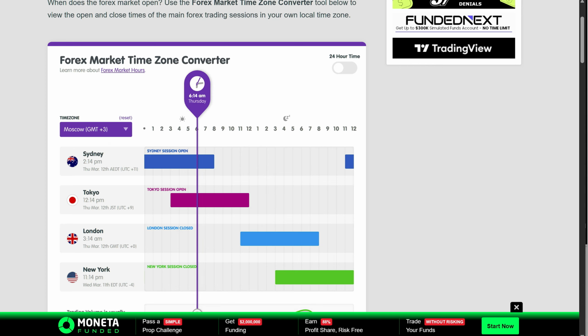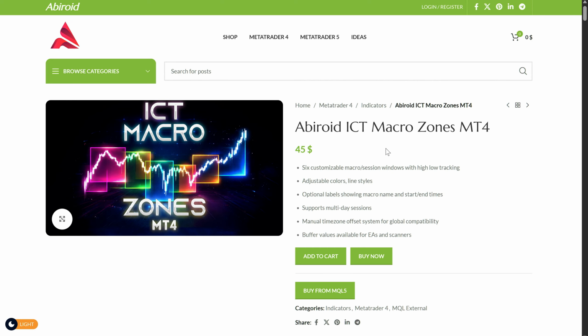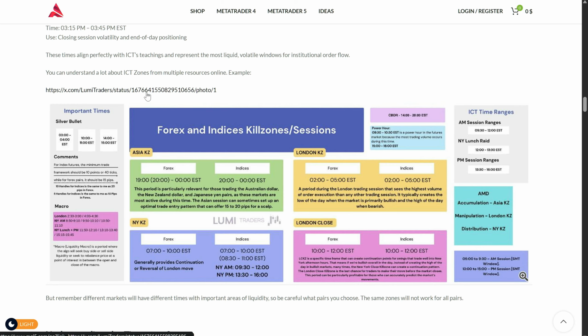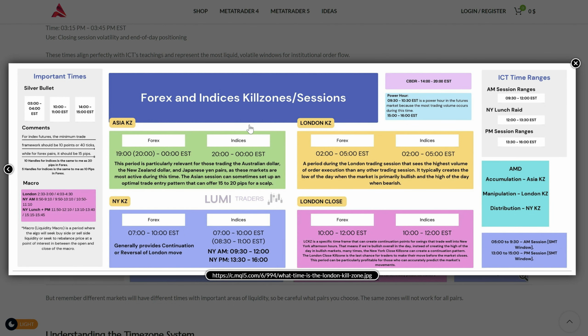And if you want more such cool strategies, there are a lot of resources like this blog post that I'm sharing. I found this on Twitter, and you can see all the kill zones are mentioned here. And this one, silver bullet sessions, these are considered extremely important in ICT. So you can check out these resources.